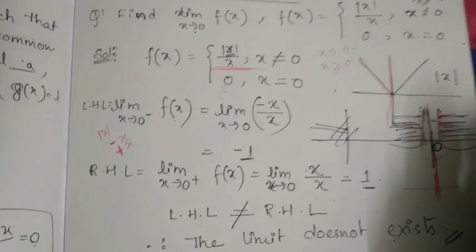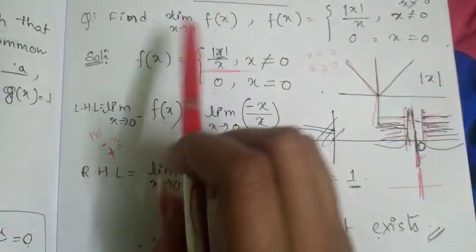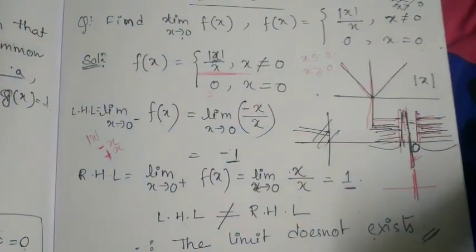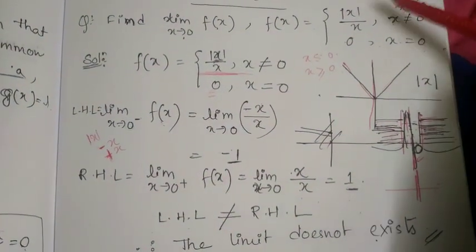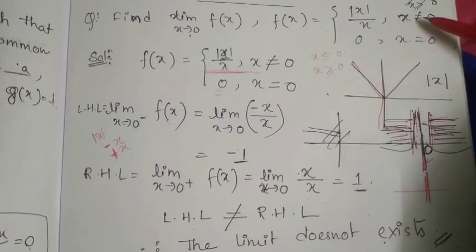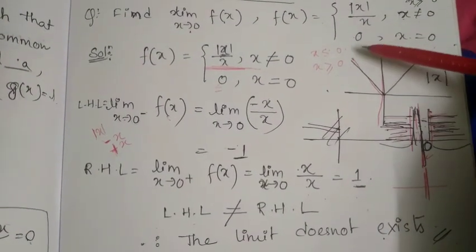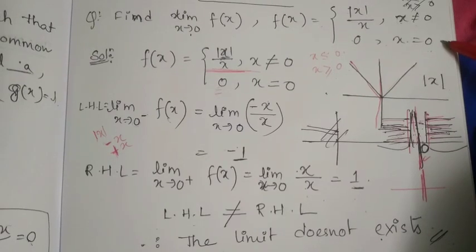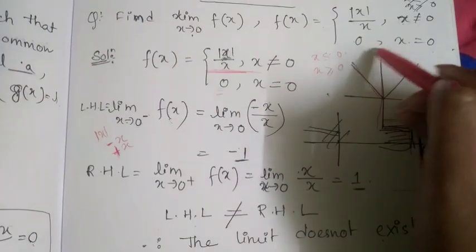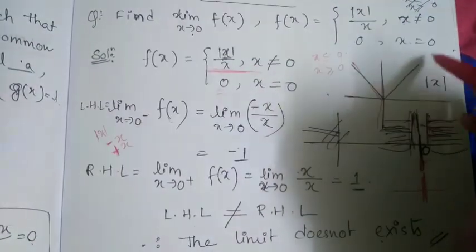Let's move on to our next question. Our next question is find limit x tends to 0 f of x. The f of x function is given as mod x by x when x is not equal to 0, and 0 when x is equal to 0, right? So what is the meaning of this? Let's first understand what is the meaning of f of x.